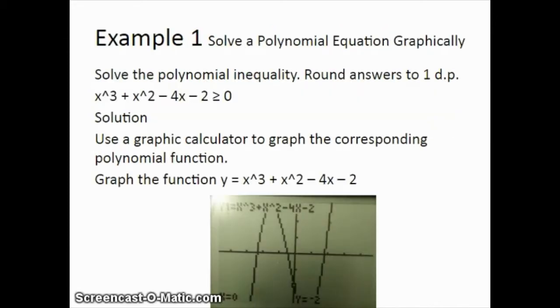For the first example, we need to solve the polynomial inequality and round the answers to one decimal place. The inequality given is x to the power of 3 plus x to the power of 2 minus 4x minus 2 is greater than or equal to 0. To find the solution, first we need to use a graphing calculator and graph the function y equals x to the power of 3 plus x to the power of 2 minus 4x minus 2, and then we'll get this as a result.